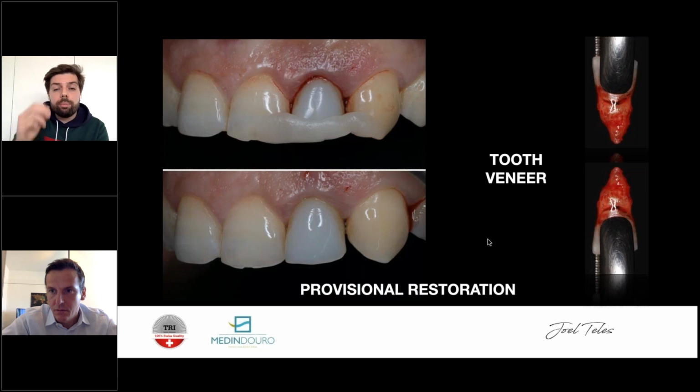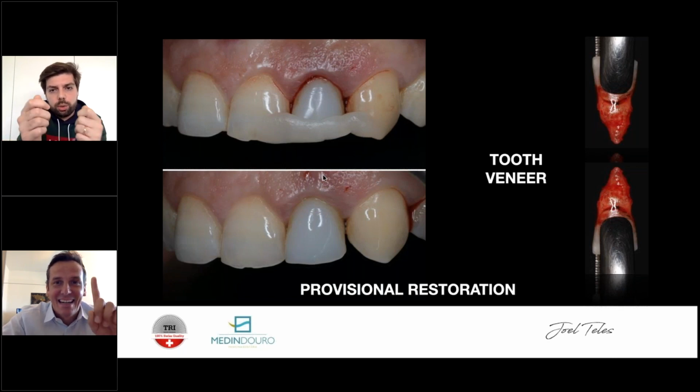Okay. Just a small tip here. What you see here is a jig that I made myself out of composite, that if you are less experienced, it helps you. Once you extract the tooth, you can always go back to the same positioning.